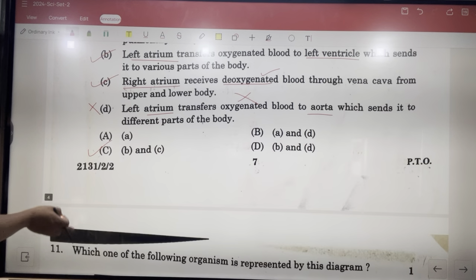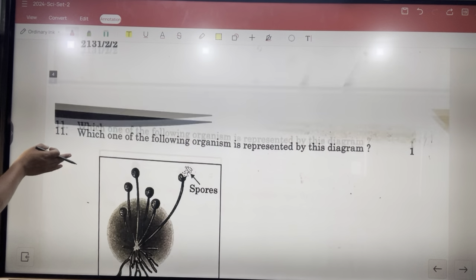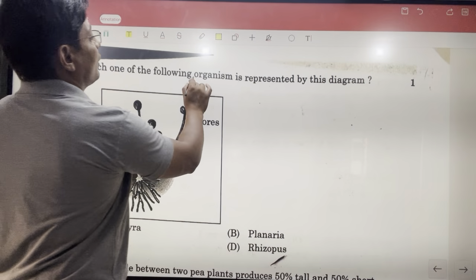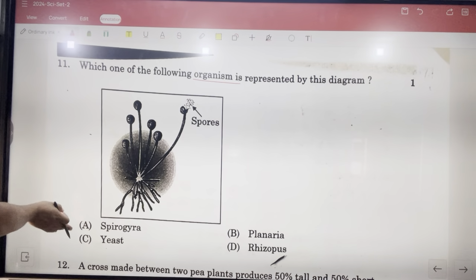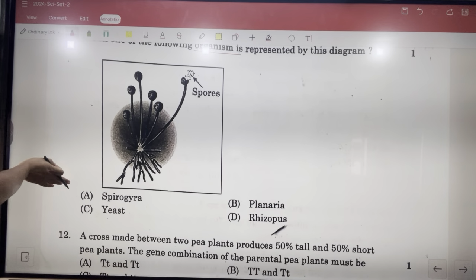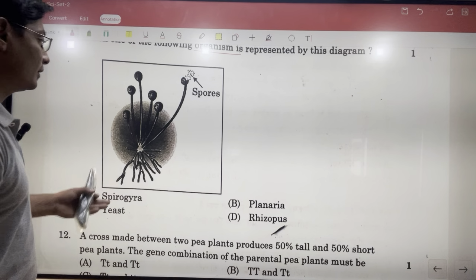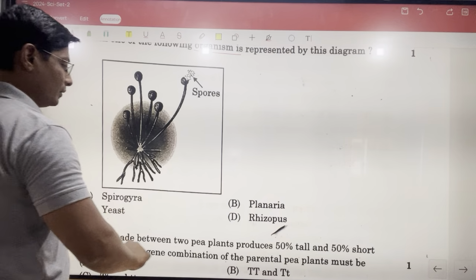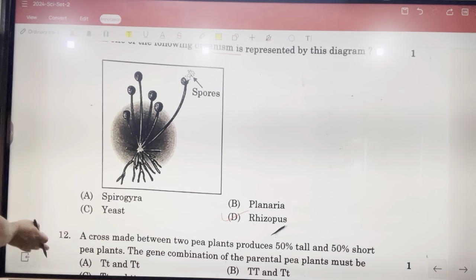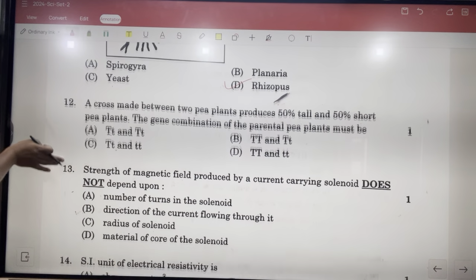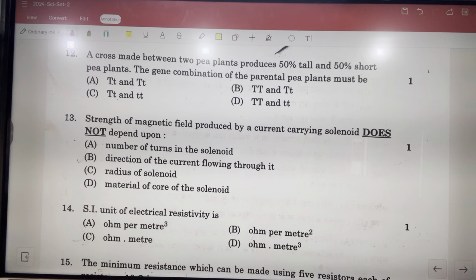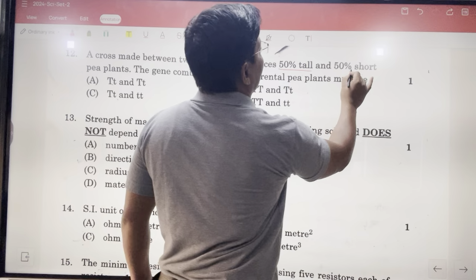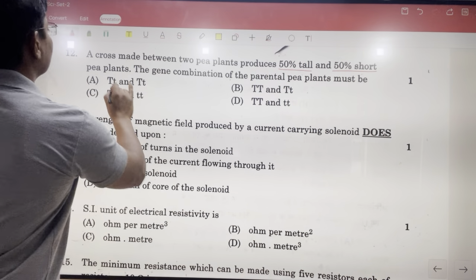Then coming to the next question, 11th question. So here they have given a figure and you have to identify the organism represented in this figure. So it is very simple, as it is the NCERT figure they have given, and also the name was mentioned. So same figure is there. So it is of rhizopus. Fine. Okay.